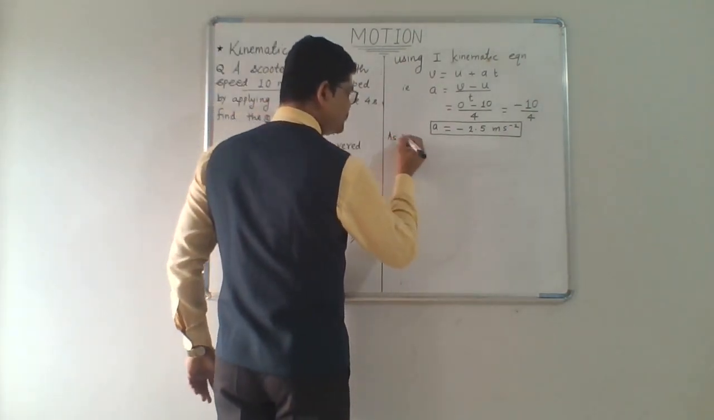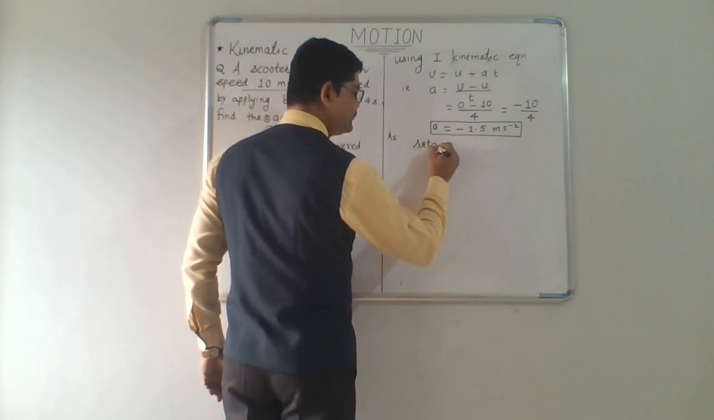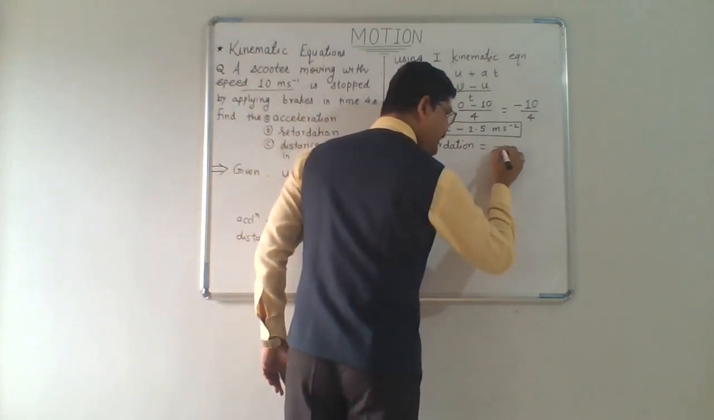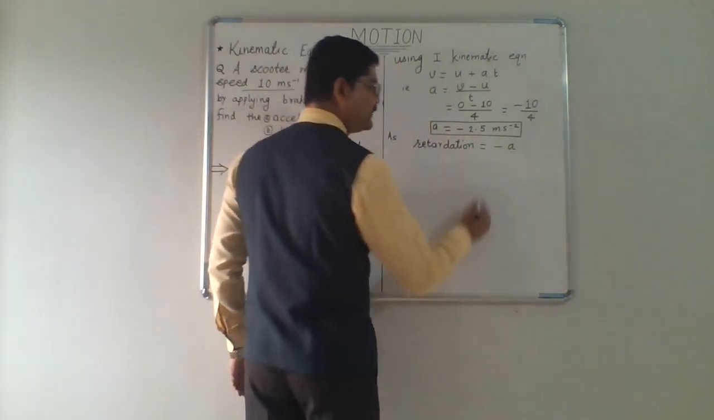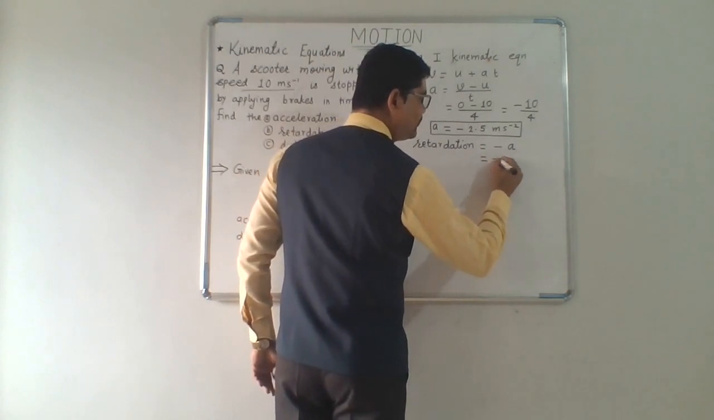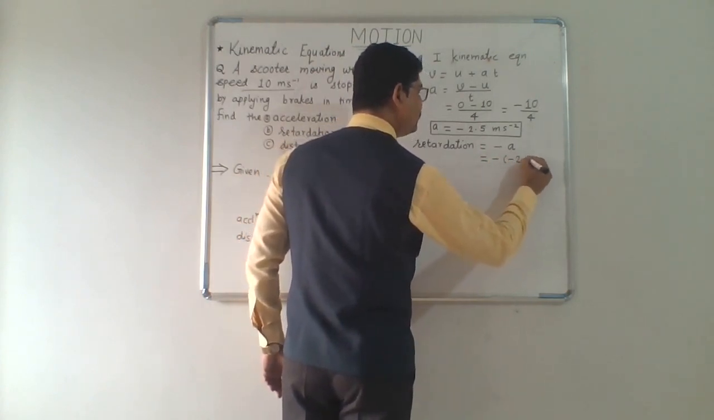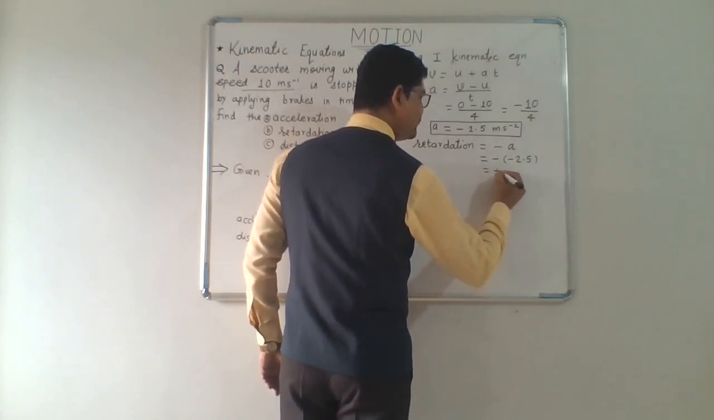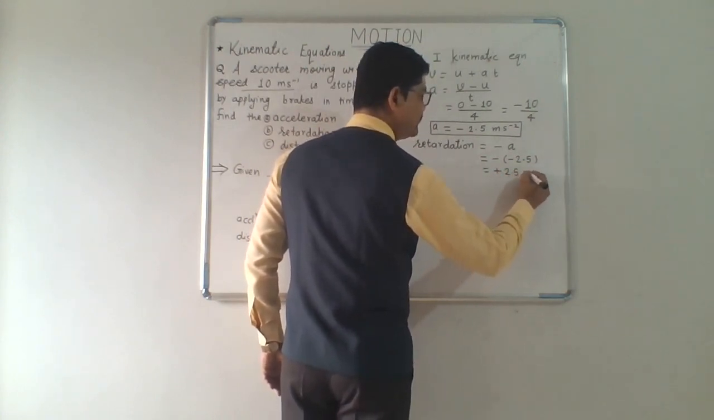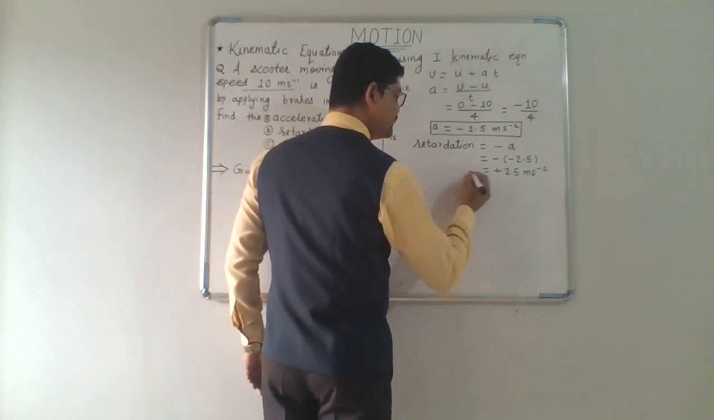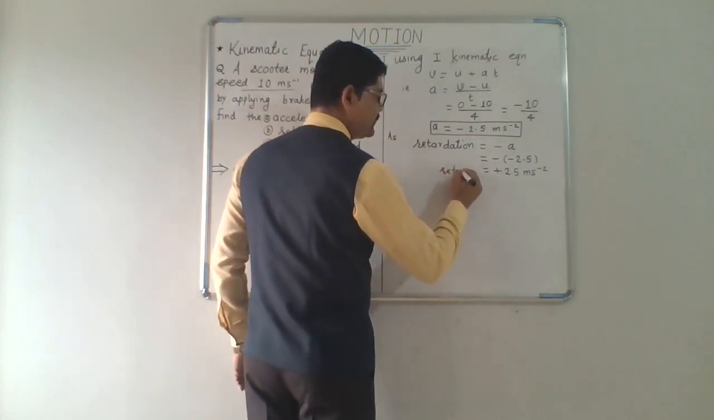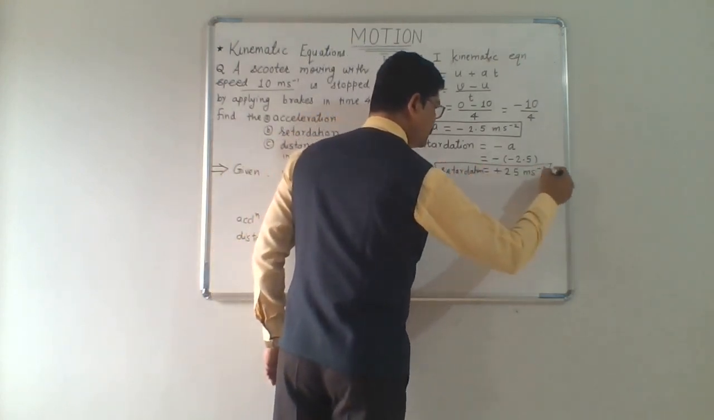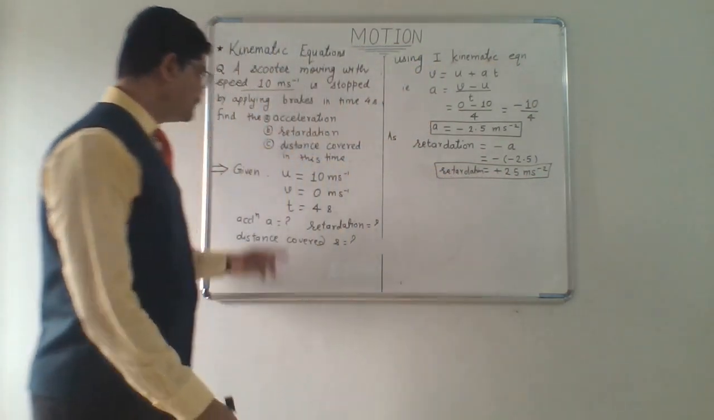And retardation is minus of acceleration, negative of acceleration, then retardation will be equal to minus of minus 2.5 meter per second square. So this will come as plus 2.5 meter per second square. This is the retardation of the scooter.